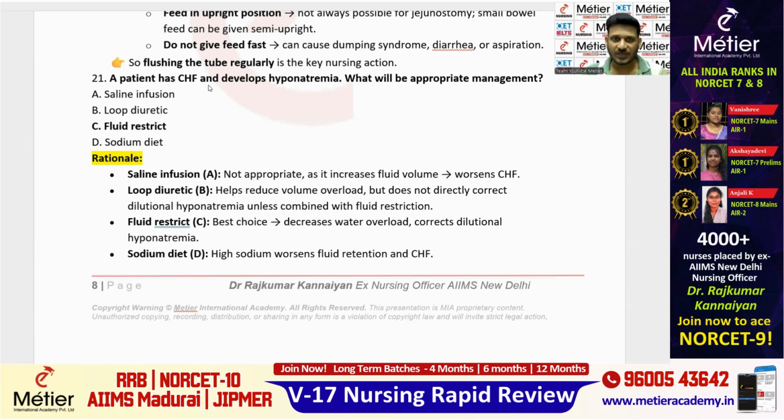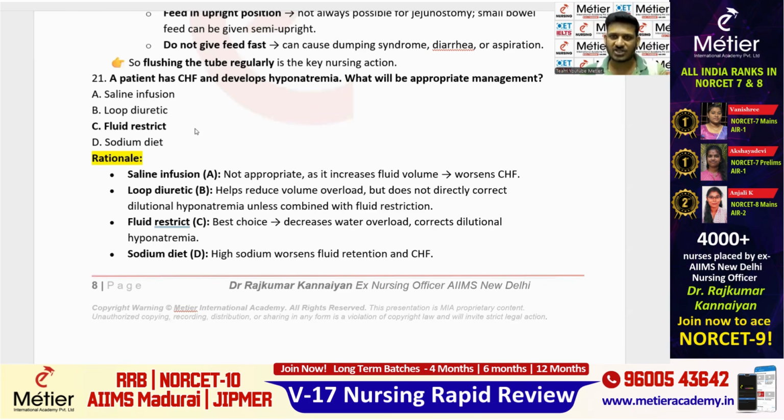See, they have already given 2 key points here. The first one is congestive heart failure. So congestive heart failure means, immediately, what should come into your mind? Fluid overload. Because of the fluid overload, the patient will have dilutional hyponatremia. Here they have just mentioned hyponatremia, but the exact term is dilutional hyponatremia because of congestive heart failure and fluid overload. So how to manage this situation? They have given 4 options: saline infusion, loop diuretic, fluid restriction, and sodium diet. So here the right answer is option C, that is fluid restriction.